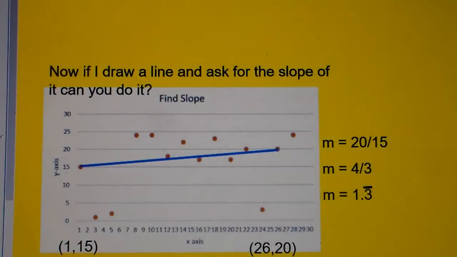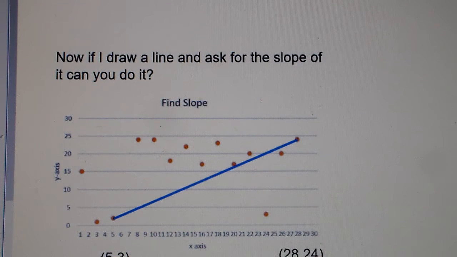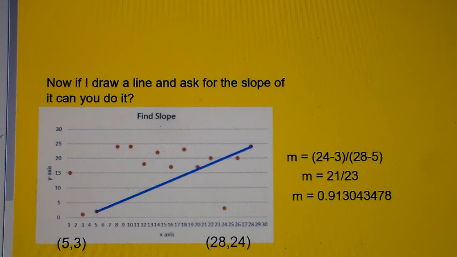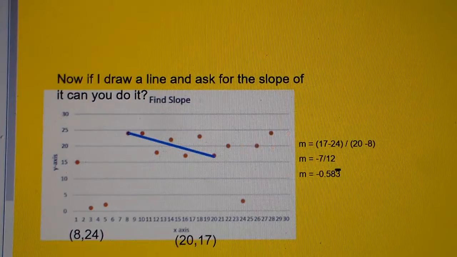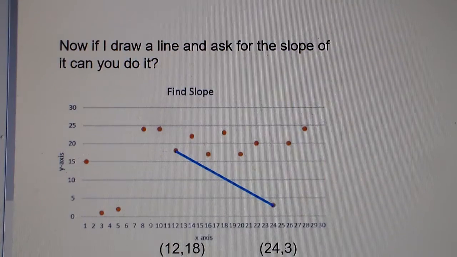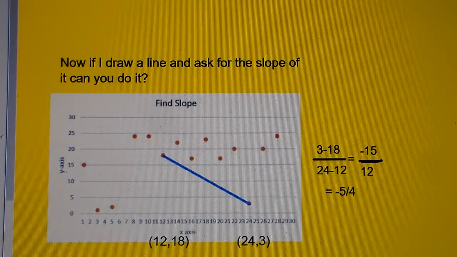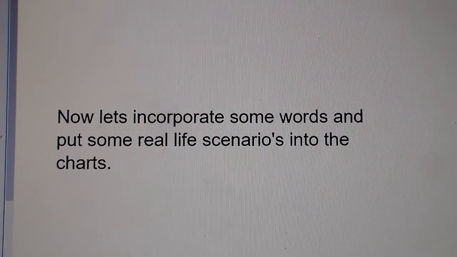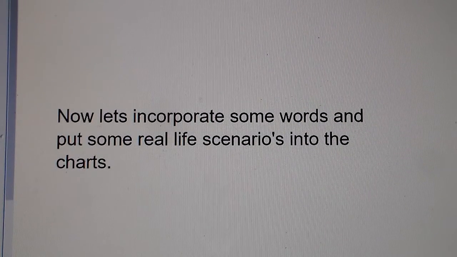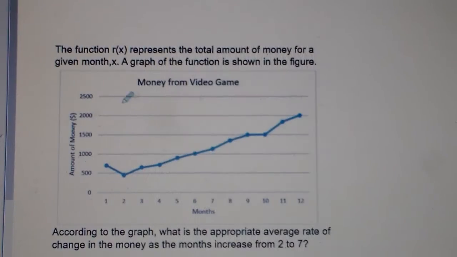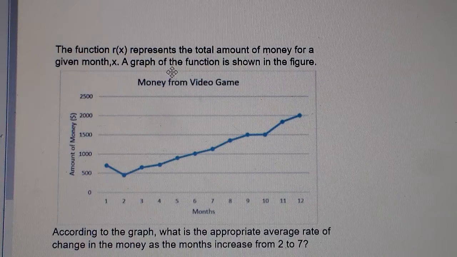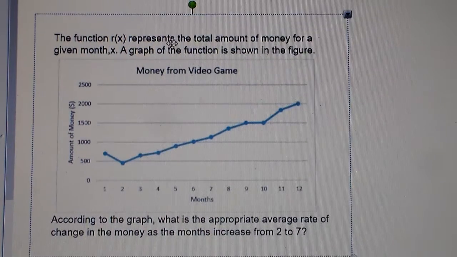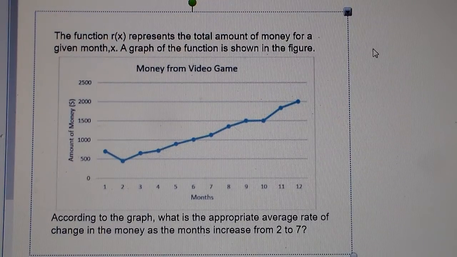There's another one. Same style questions. So now we're going to incorporate some words and put some real life scenarios into the charts. But it's the same concept of what we've just been doing.